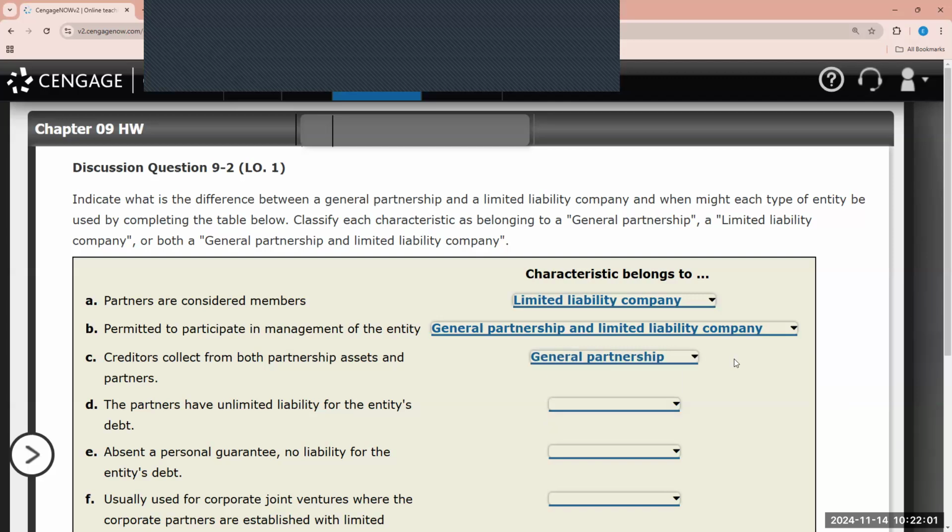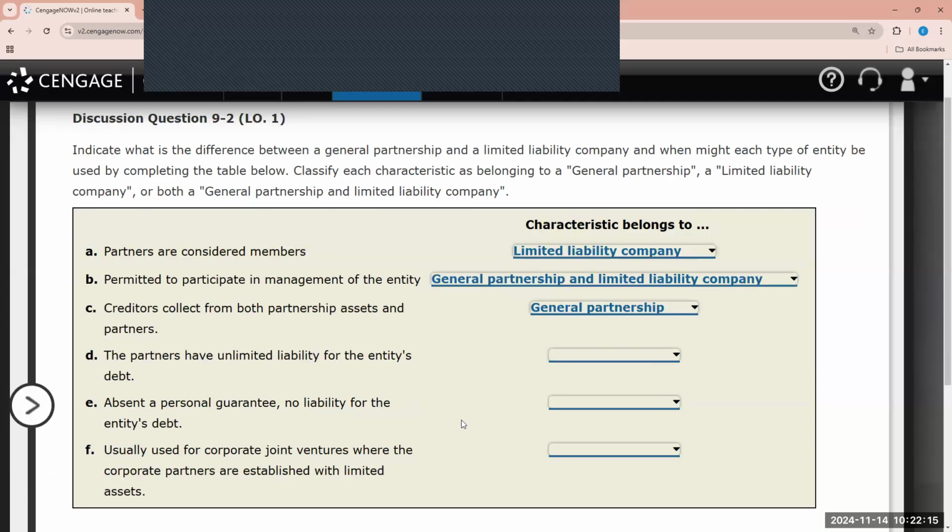Under a general partnership, the creditors, unfortunately, let's say, God forbid, the partnership is sued and the partnership doesn't have enough money, they can come after the assets of the partner. D states the partners have unlimited liability for the entity's debt.